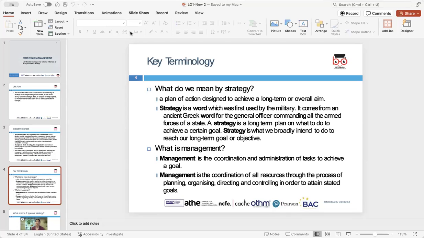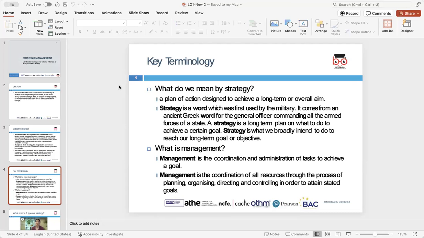Key terminology: strategy. Anyone can explain strategy if anyone is there? So what do we mean by strategy? Basically, strategy is essentially a plan of action developed to achieve long-term or overall goals.